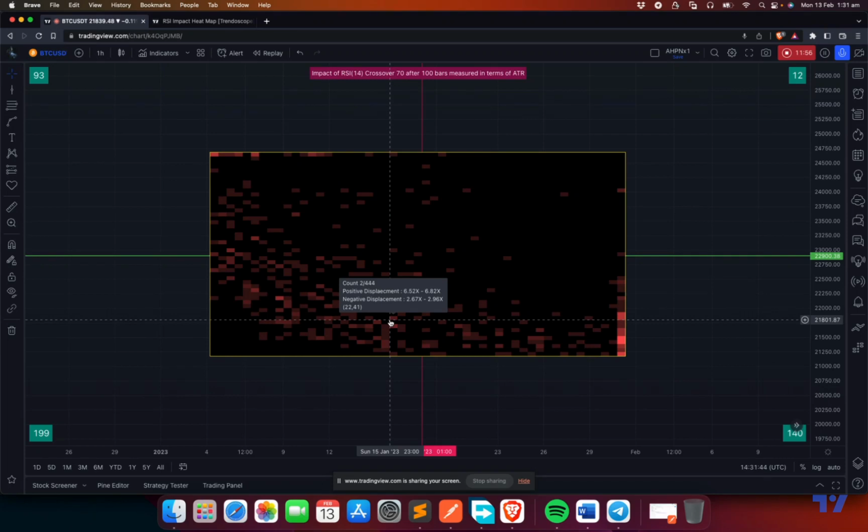It can also be used for moving average crossovers, or any other things which you want to test. You can use it for those things as well.